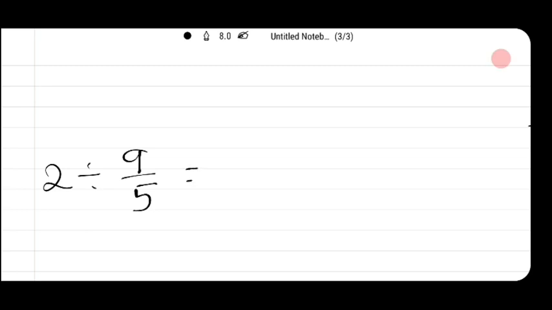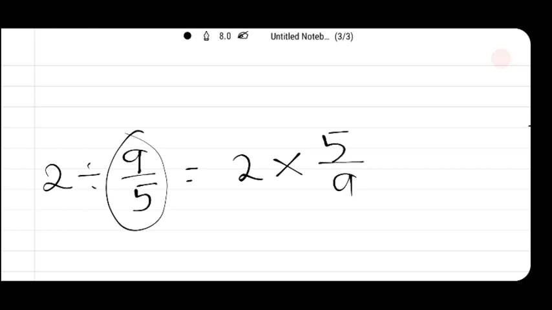2 divided by 9 upon 5. Here we have to find the reciprocal of 9 upon 5 and multiply it with 2. So the next step is 2 into the reciprocal of 9 upon 5, that is 5 upon 9, because the numerator and denominator should be reversed. So 2 into 5 upon 9 equals 5 2s are 10 upon 9 is your answer.